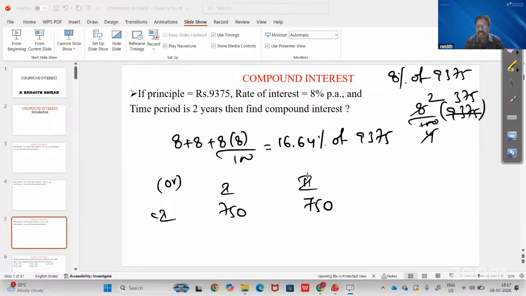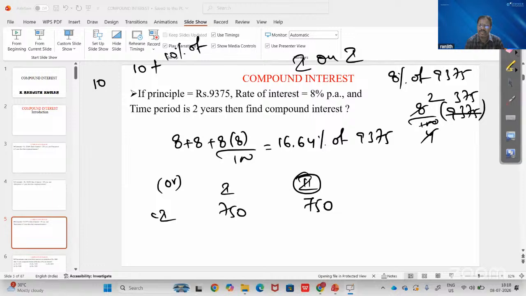So for the second year we need to find out interest on interest. Extra, I'm getting interest on interest: 10% of 10. The first year I'm getting 10%, second year also I'm getting 10, but what is the extra? 10% of 10. Here also, interest on interest. What is the interest I am getting? 750. On that 750, we need to find out 8%.